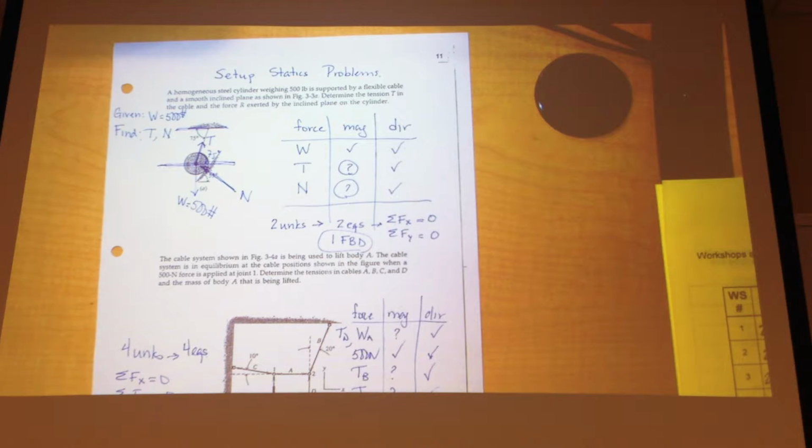So, if I have a 2-dimensional body, what's the maximum number of equations I have per body?